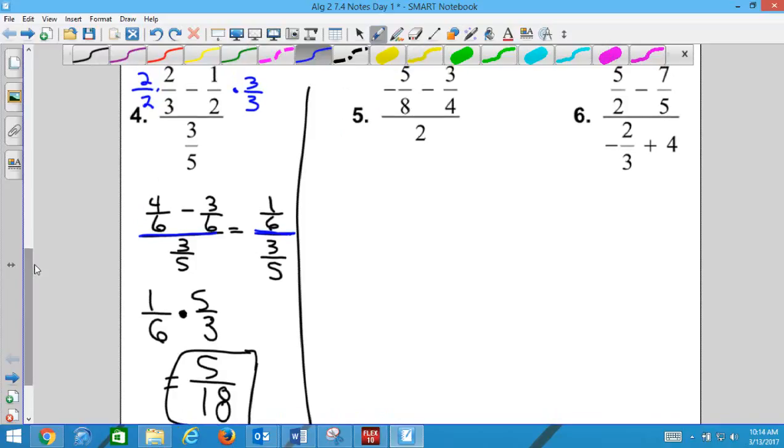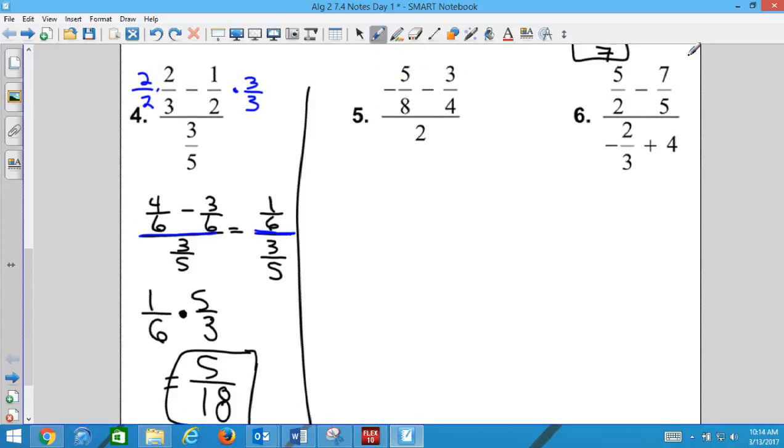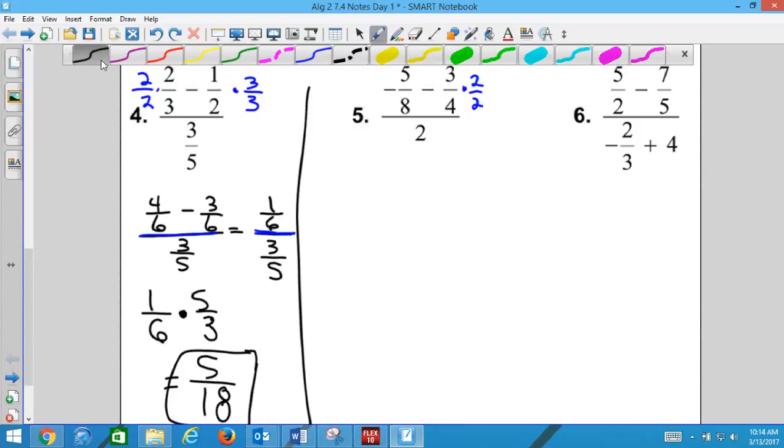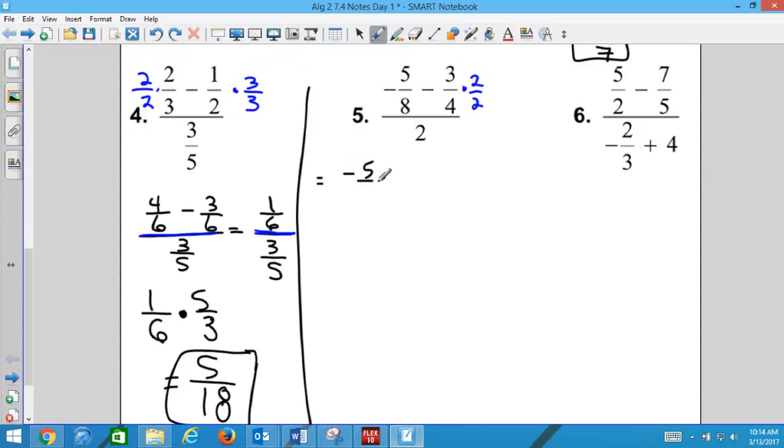Okay, number 5. On top, let's find a common denominator. What is common for 8 and 4? 8. So we're going to multiply this one by 2 over 2. It's negative 5/8 minus 6/8, divided by 2. So negative 5/8 minus 6/8 gives us negative 11/8 divided by 2.